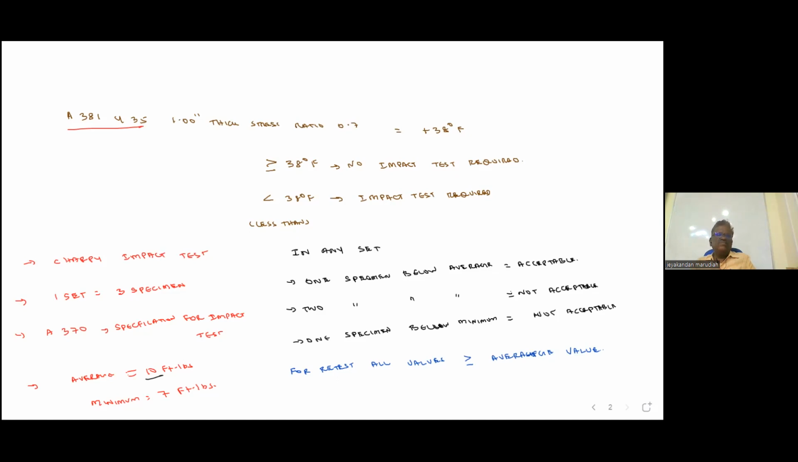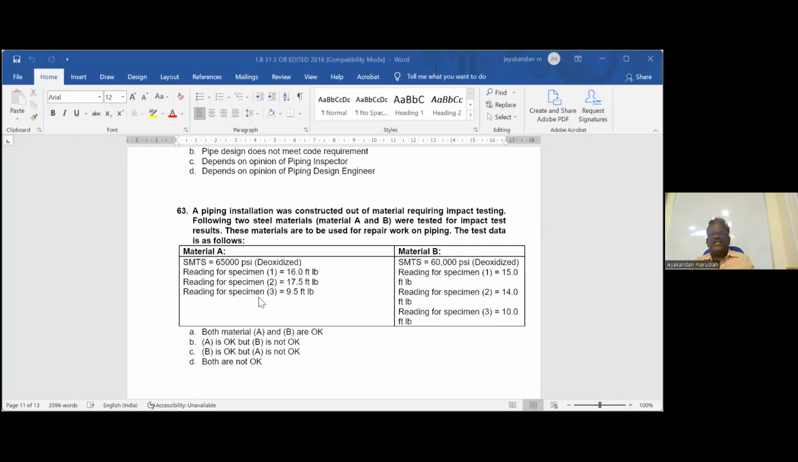From your question bank only again. Okay, question number 63. Try this question. They are given deoxidized. Read the question. Try to answer it. No need to write the question. It is from your question bank. Just write the number and answer.